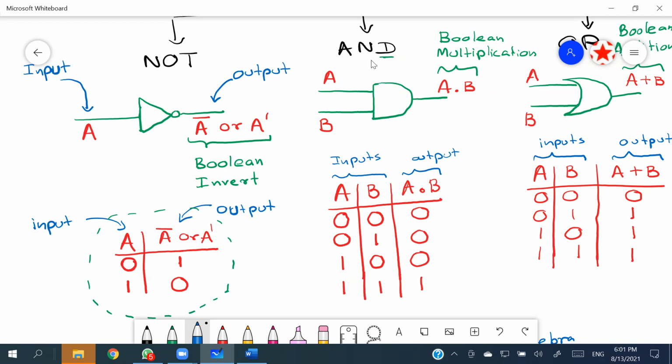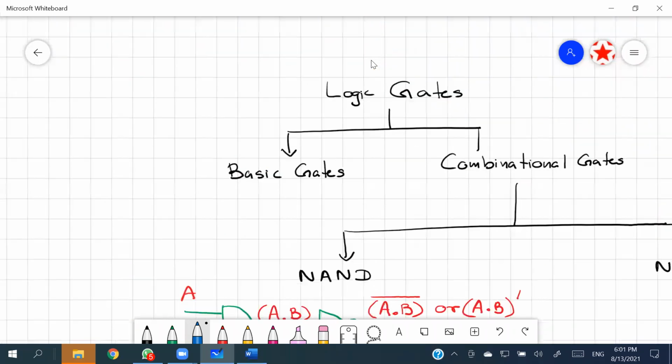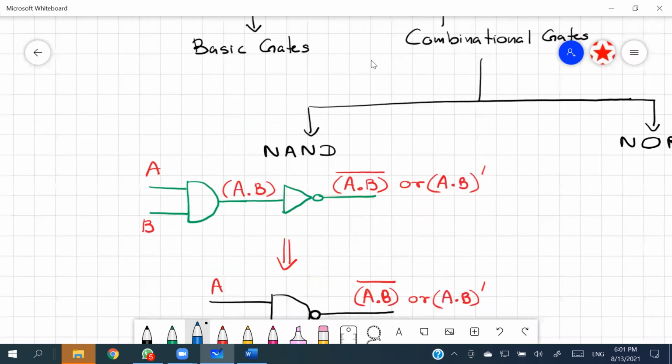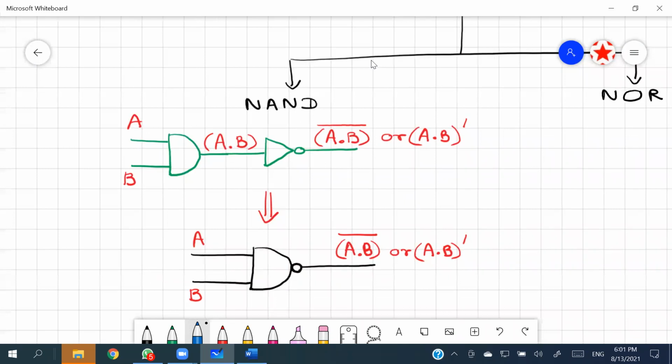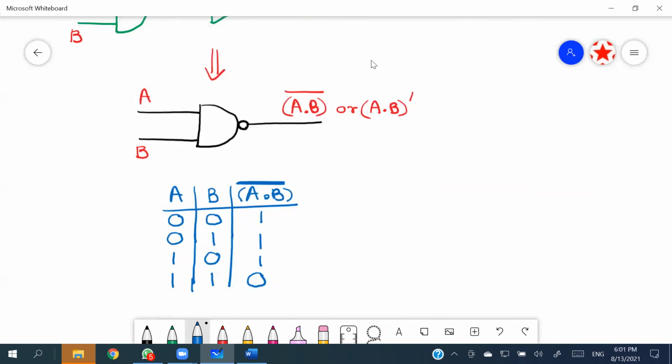Yes, Dihan. You can take it like that, multiply and make it its opposite. But according to Boolean algebra, we have to use the terms inversion and Boolean multiplication. Simple as that. Clear? Right, great.